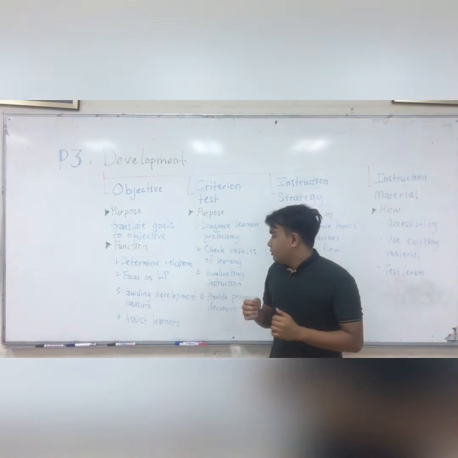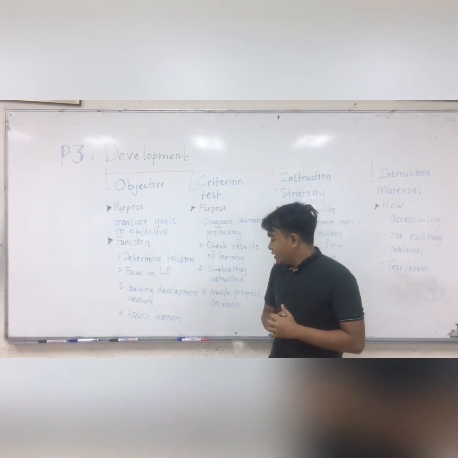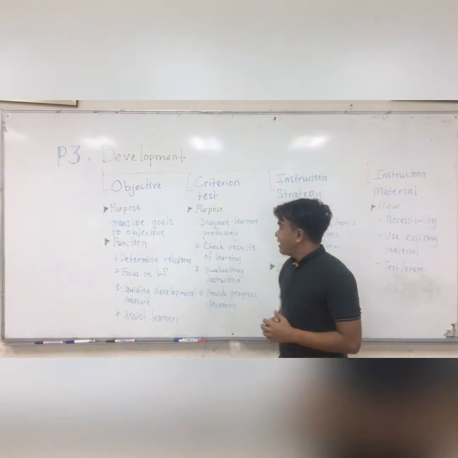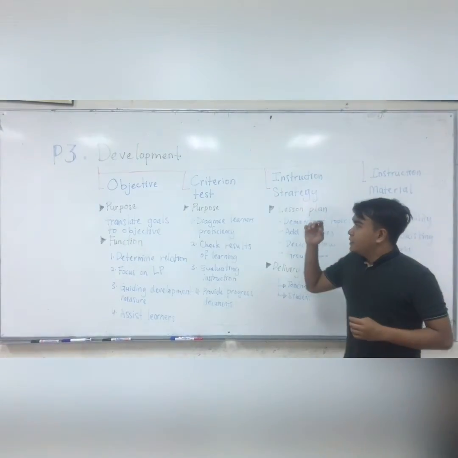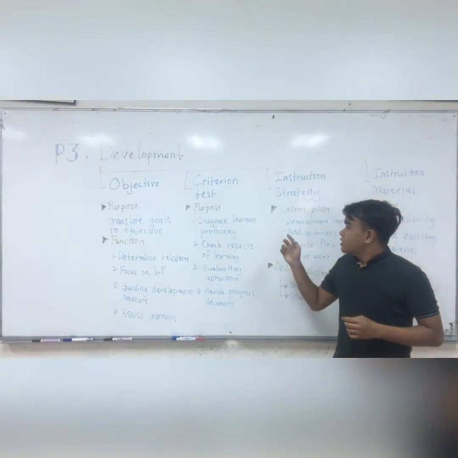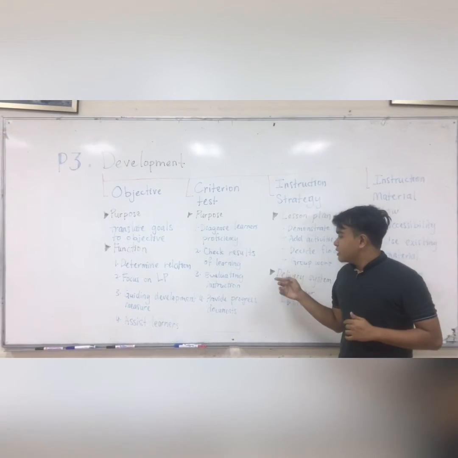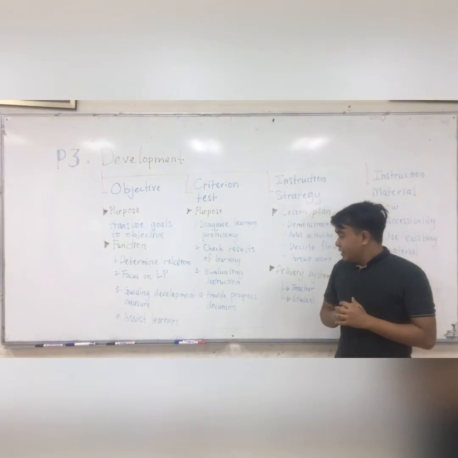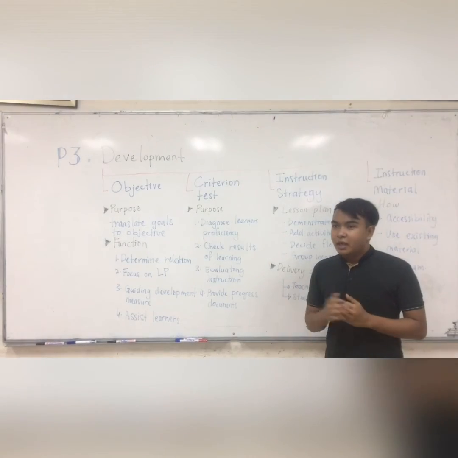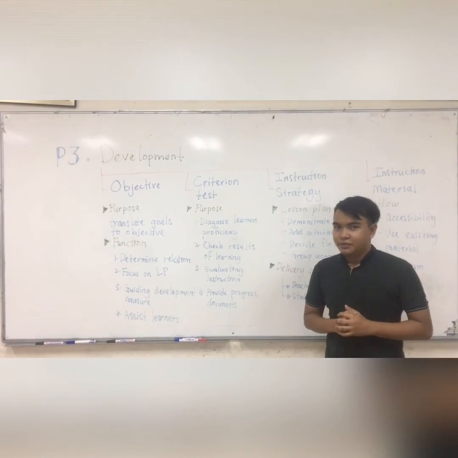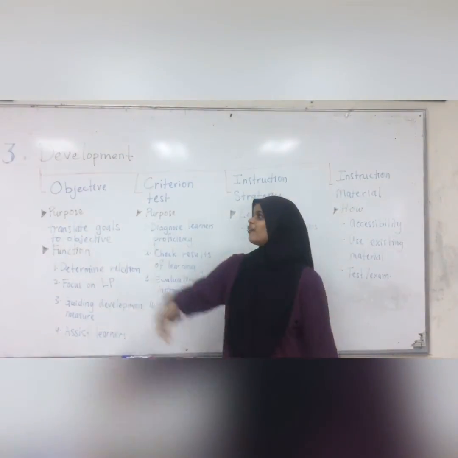After that, guiding development measures. And the last one is to assist the students' learning effort. After that, the second stage is the criterion test. The purpose of this test is to diagnose the learner's proficiency, to check the result of the learning process. The third one is evaluating instruction. The last one is to provide progress documents to their parents and also to the administrator. That's all.